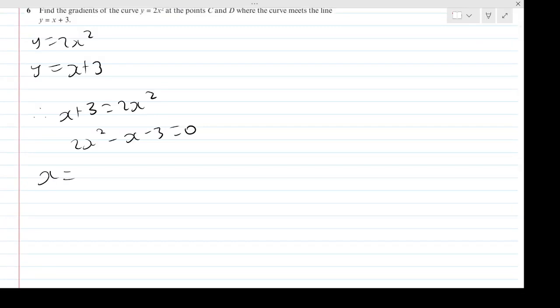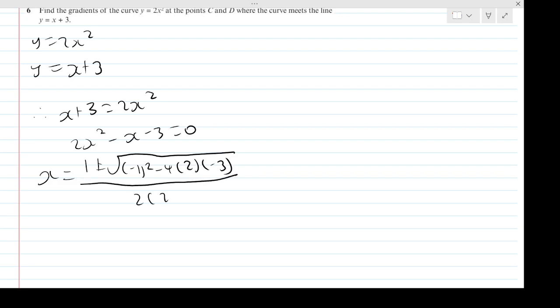So x is going to be plus 1 plus or minus the square root of minus 1 squared minus 4 lots of 2 lots of minus 3, all over 2 times 2, and so therefore my two solutions are x is 3 over 2 or x is minus 1.